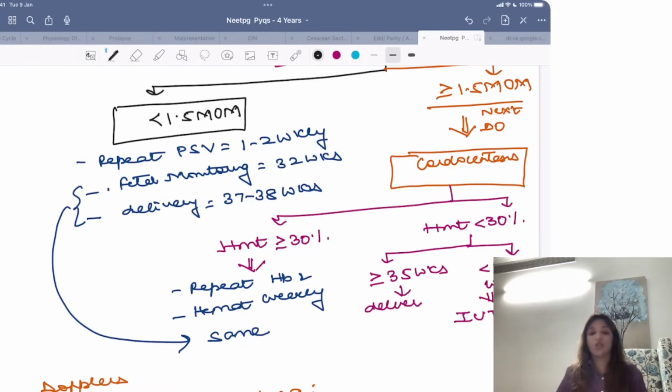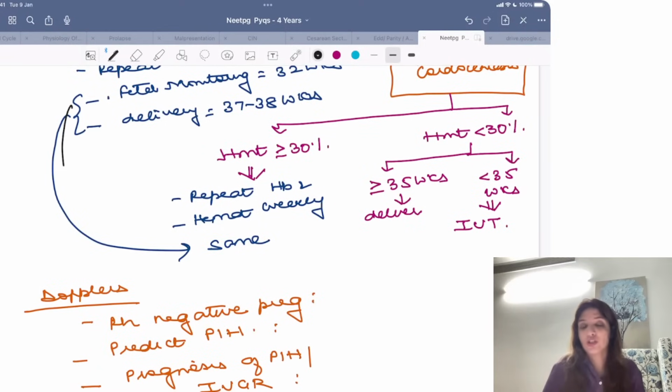If hematocrit is more than or equal to 30%, I will again keep on repeating this hemoglobin and hematocrit weekly, and I will do all that step which I did over here. I will do fetal monitoring at 32 weeks, starting from 32 weeks, and I will deliver between 37 to 38 weeks. But if hematocrit is less than 30%, in that case, I should look at the gestational age.